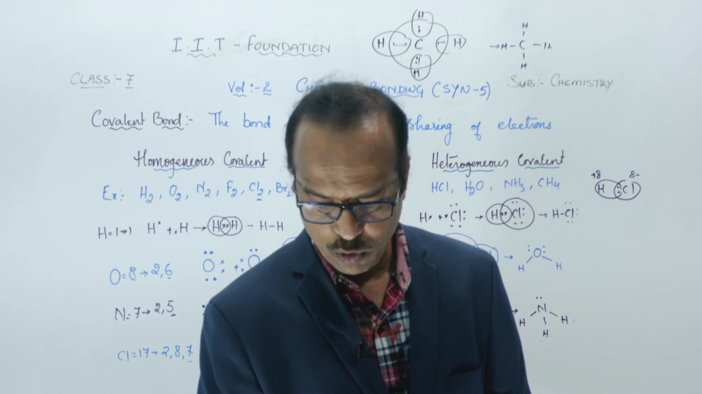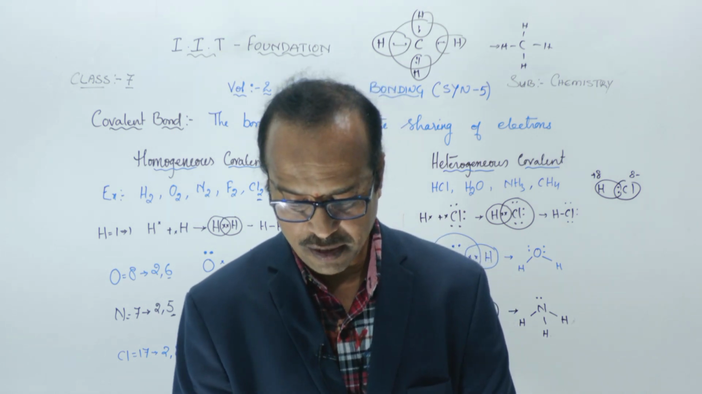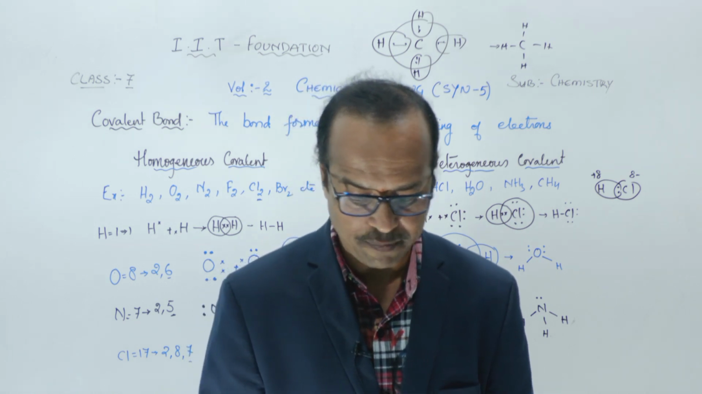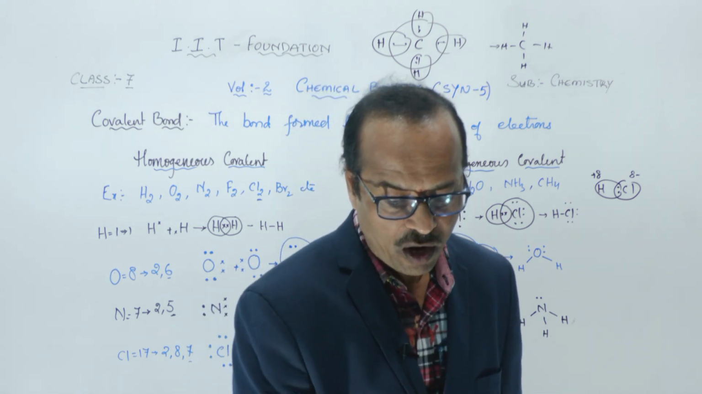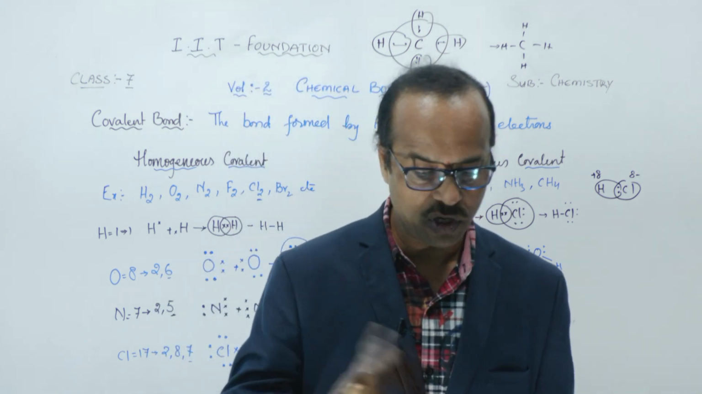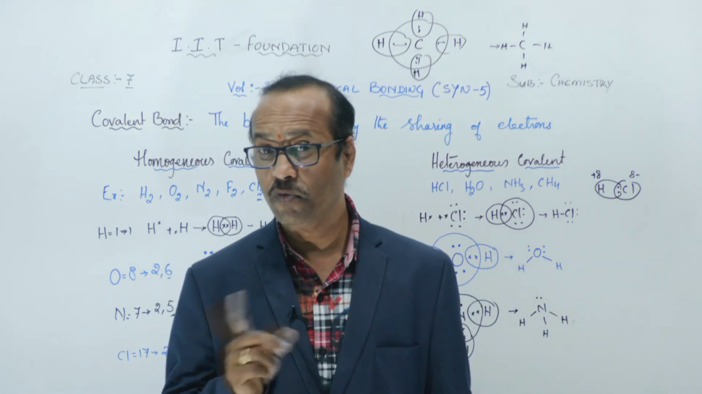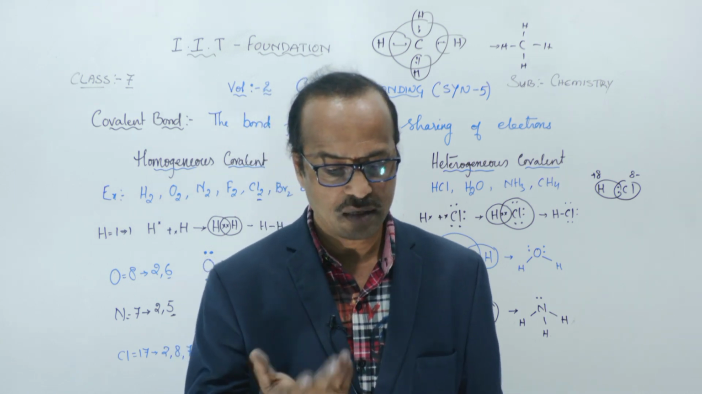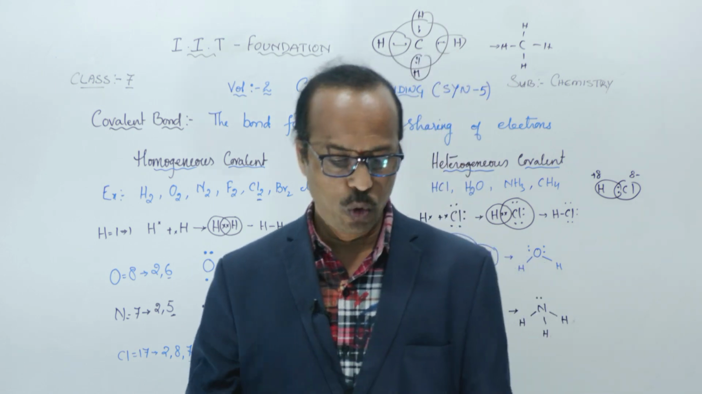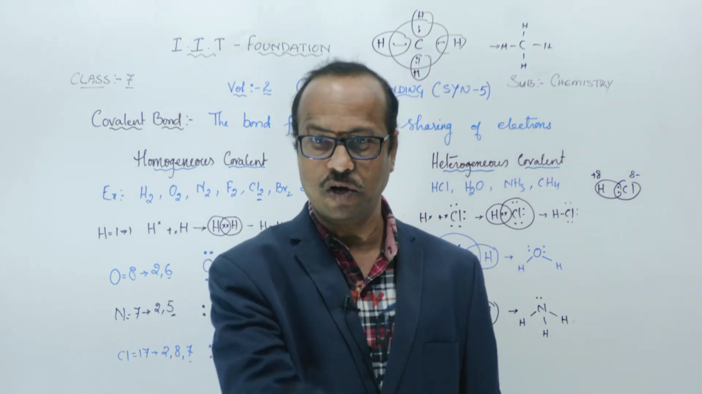Open page number 45. On page number 45, you have some questions. So, now let us answer these questions. First question: the bond formed by the equal sharing of electrons between two or more atoms is called the bond formed by the sharing of electrons. So, what is that? Covalent bond. So, the option is the second option.